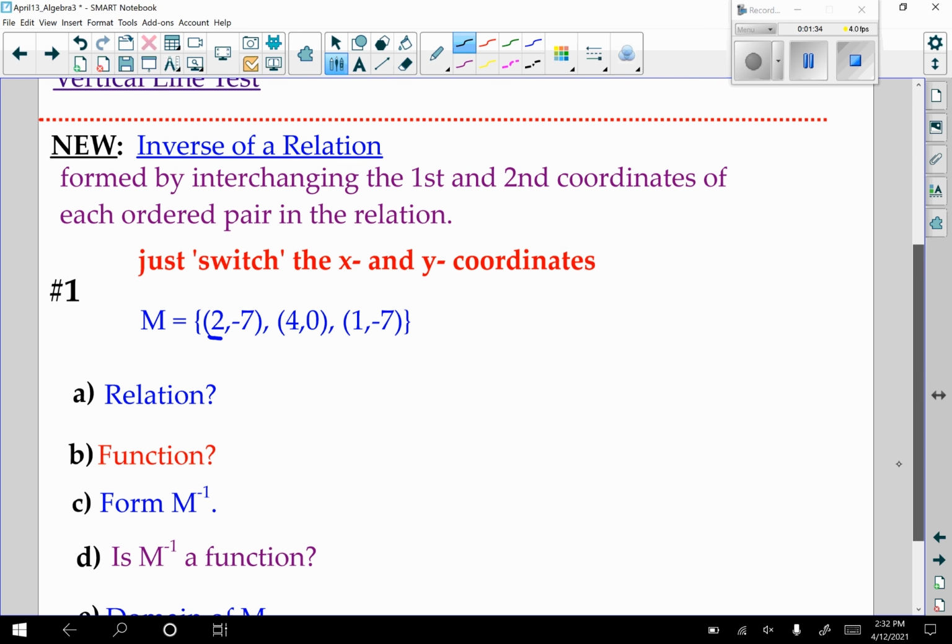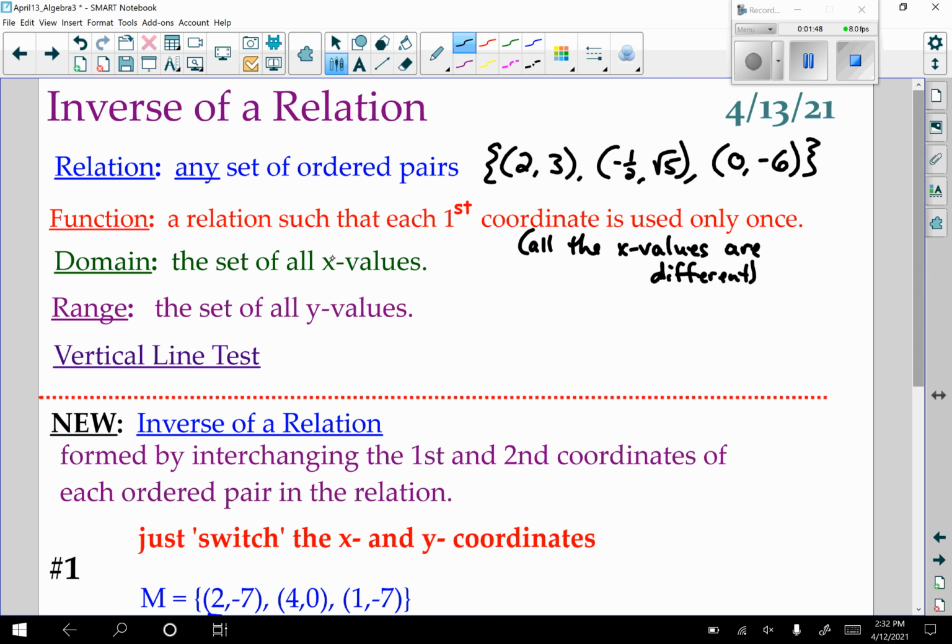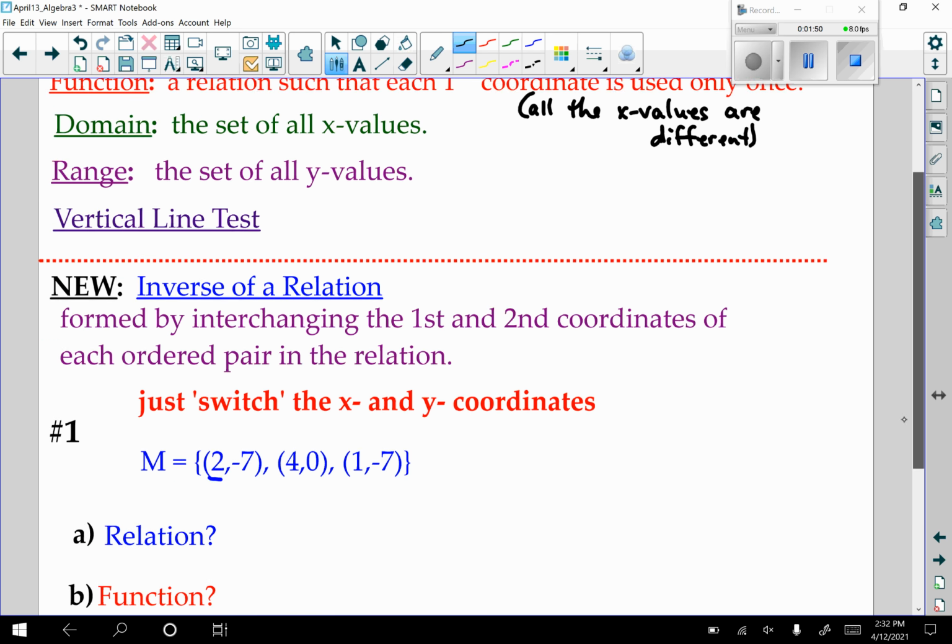So what's new is now an inverse of a relation, and it shouldn't be new to you. You should have seen this back in Algebra 1 and in Algebra 2. An inverse of a relation is formed by interchanging the first and second coordinates of each ordered pair in the relation. So in other words, we say just switch the x and the y coordinates.